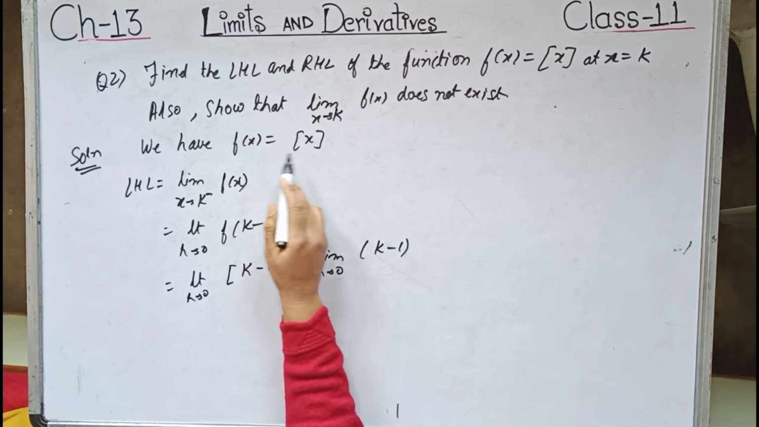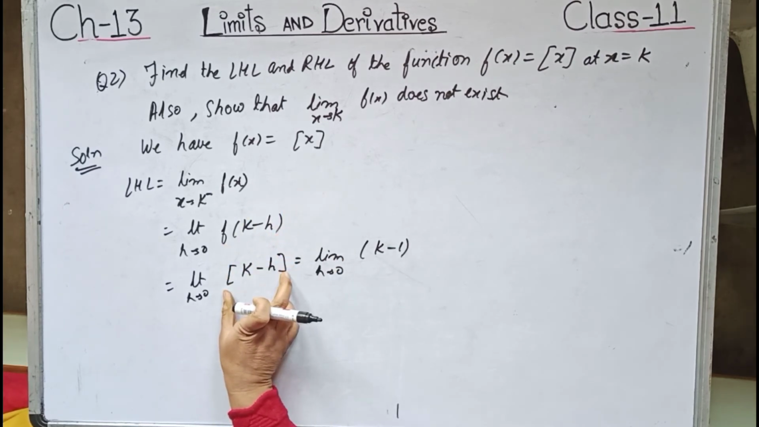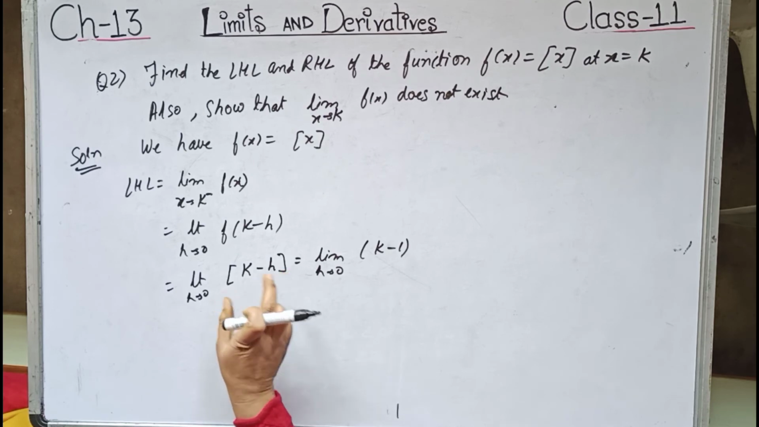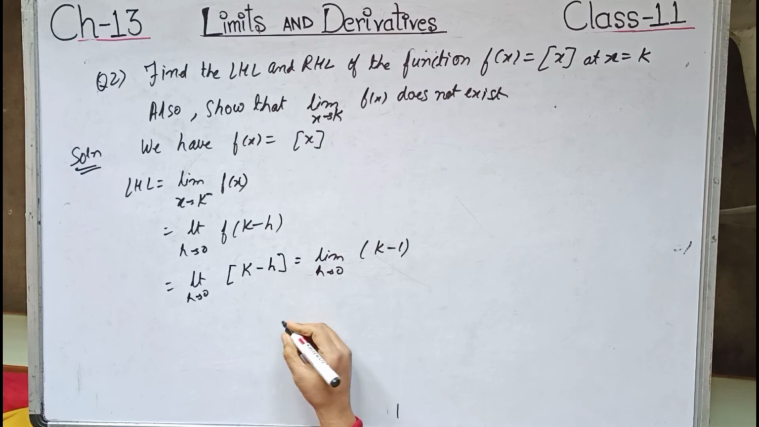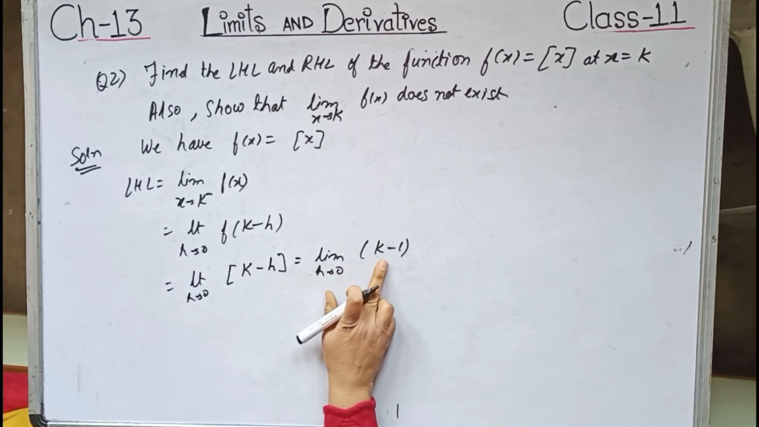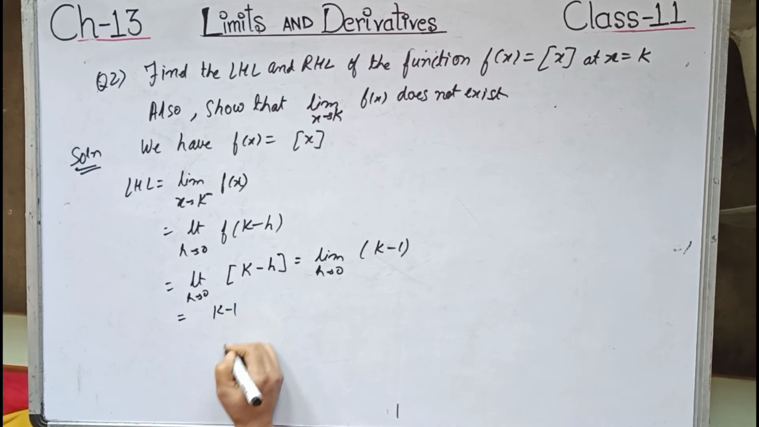Here f(x) is equal to greatest integer function x, so f of k minus h will be greatest integer function k minus h. Now greatest integer function of k minus h, because k is an integer and so that integer minus something, the number will be k minus 1. So this will be equal to k minus 1.